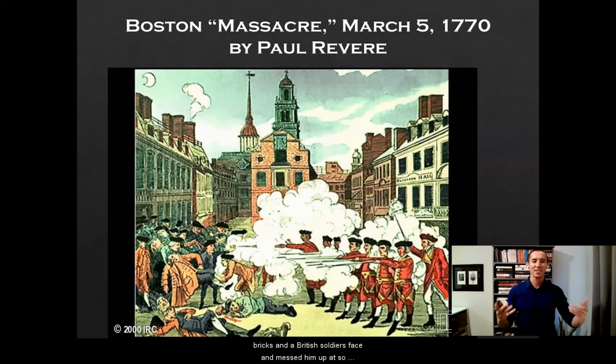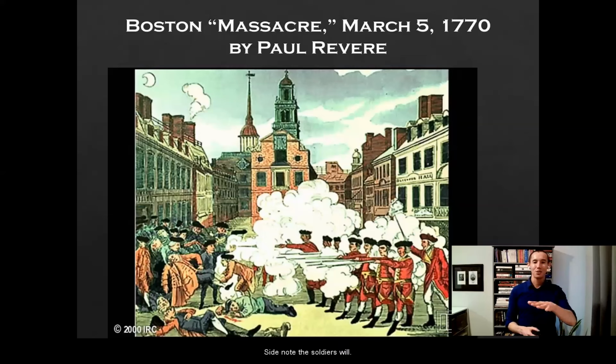So it was portrayed as the colonists were just hapless victims. They weren't. They were the ones that had started the whole thing by throwing rocks and bricks at soldiers. Some soldiers really hurt too. You can read about that in your notes. England handled this very well. England realized this is bad. So England is the one that actually pulled back. They pulled all their troops out of Boston. They allowed those soldiers to be tried.